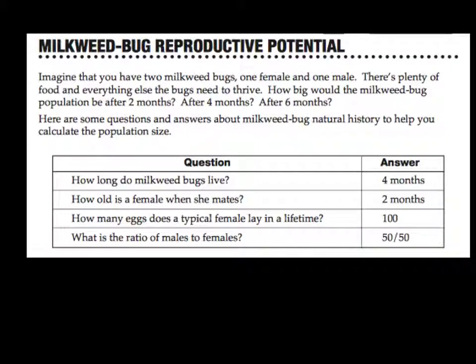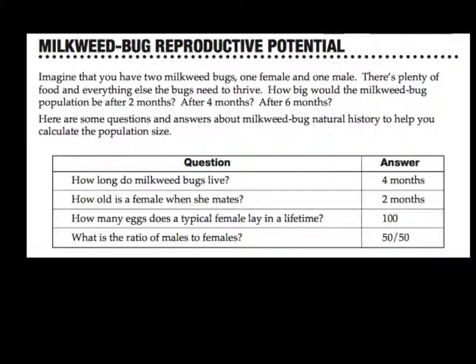When you look at assignment 3.12, the reproductive potential of a population, you see the table at the very top of it. That table walks through the 4 main factors that really impact this milkweed bug habitat and their ability to reproduce. The first thing it talks about is the length of their life. The length of a milkweed bug's life is about 4 months. And the female has to be 2 months old in order to mate and produce offspring.